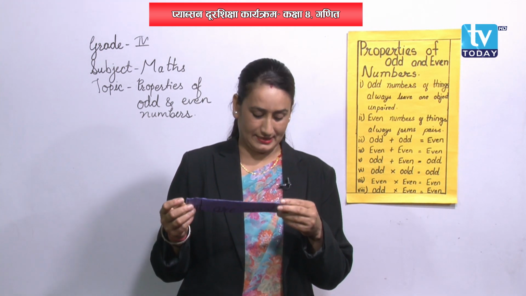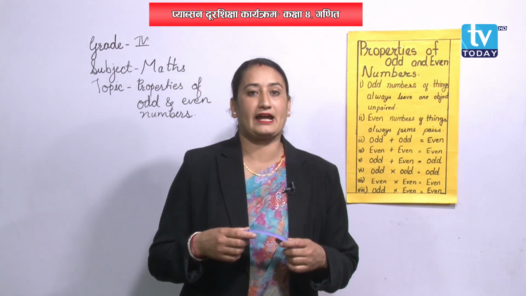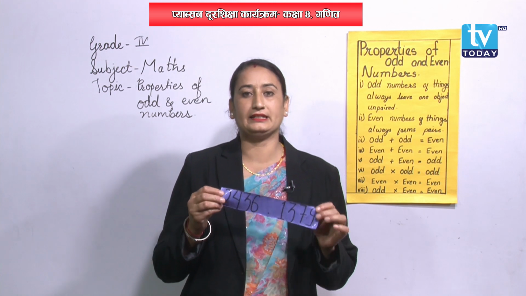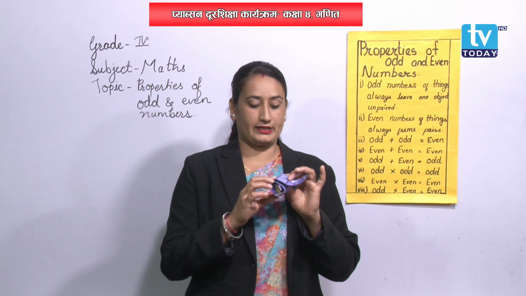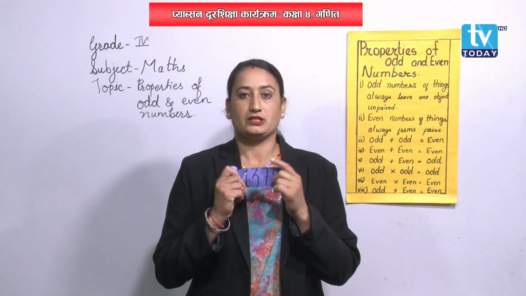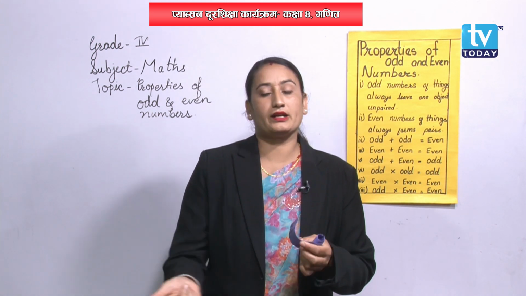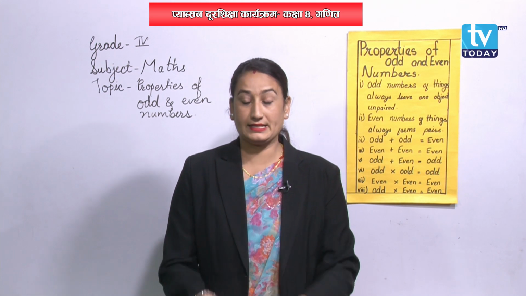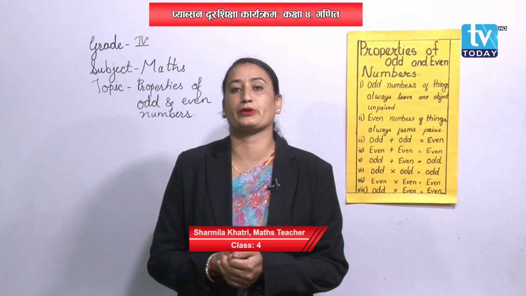Of course, it's an even number. Why? Because 6 is there at the last, so we can call it an even number. And finally, the last question is 1379. So, is it an odd or even number? It's an odd number. Okay, this is the short review of the previous class.